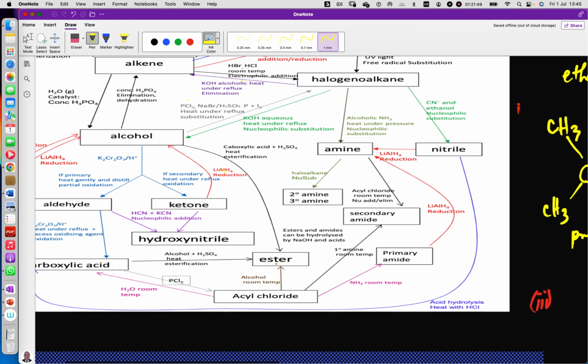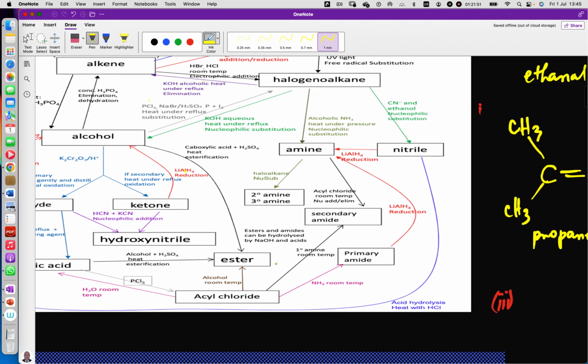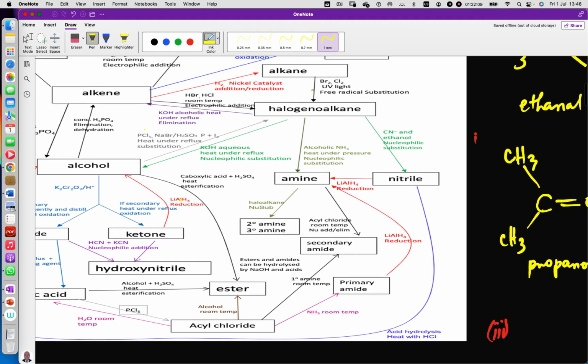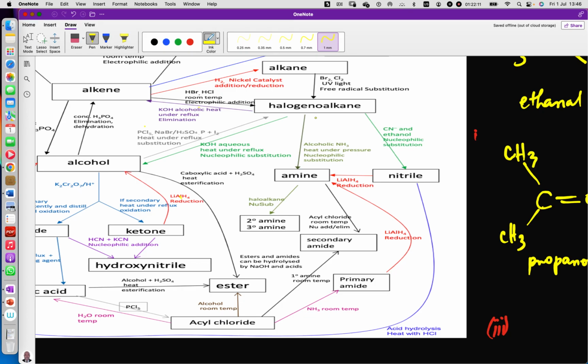So now we will be going to amines. For the amine groups here, we can react a halogenoalkane. We are going back to halogenoalkane. Let me go first to alkane, and come down to halogenoalkane.